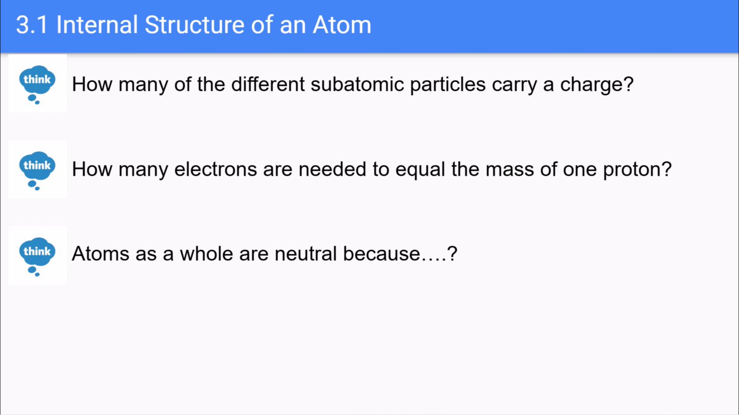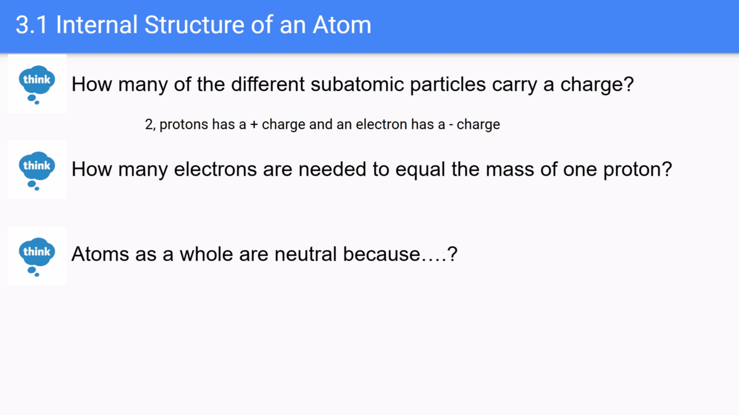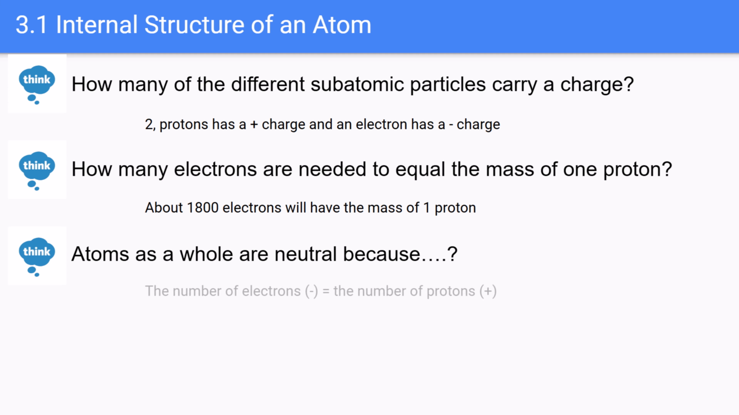Welcome back. Again, let's break some of these questions down. The first one says, how many of the different subatomic particles carry a charge? That is 2. Protons carry a positive charge and electrons have a negative one. How many electrons are needed to equal the mass of one proton? It's roughly 2,000. 1,800 electrons is perfectly fine. Again, it depends on the source you're looking at, but as long as you're roughly within 1,800 to 2,000, you should be in good shape. And atoms as a whole are neutral because the number of electrons is equal to the number of protons.